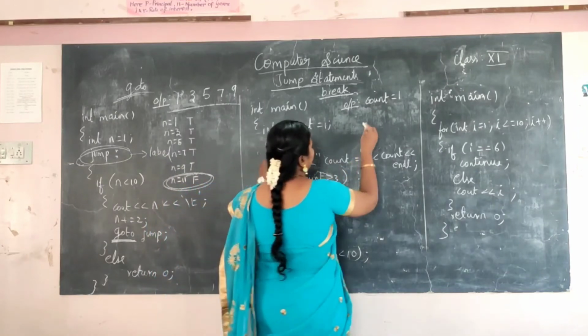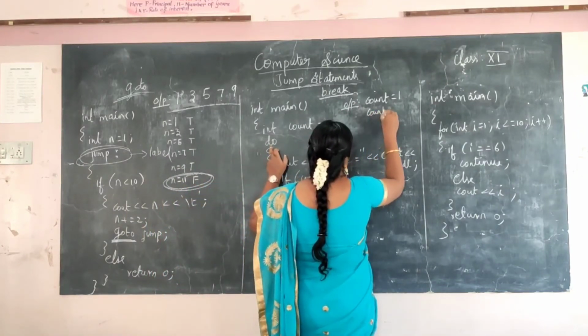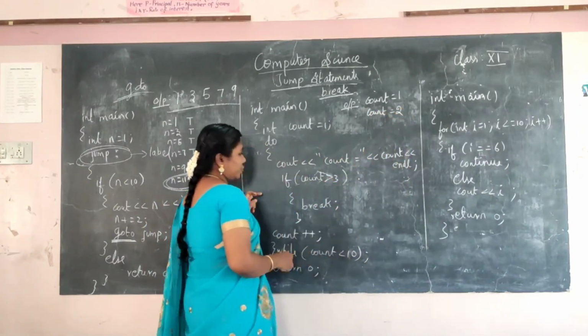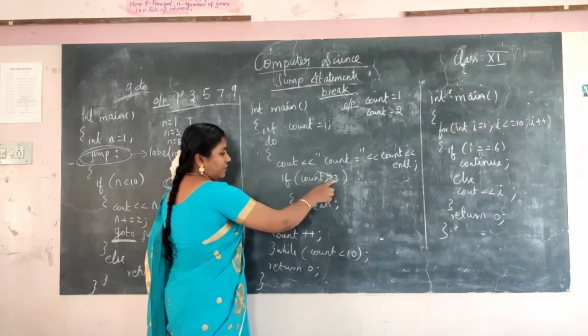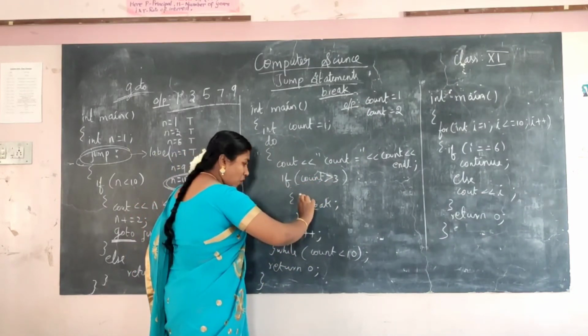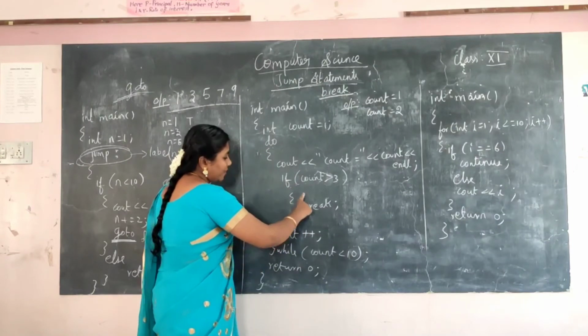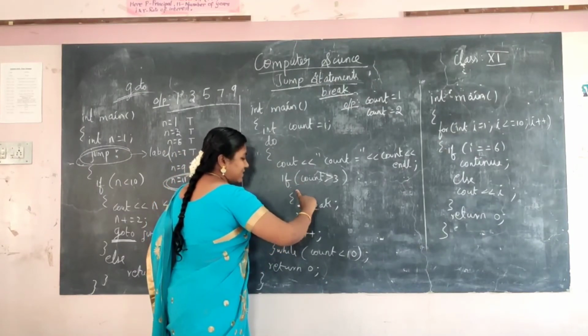So count is equal to 2. Now the value of count is 2. 2 greater than 3, no, then it will skip this block and it will come to the next statement. So break means it will skip this block, isn't it?